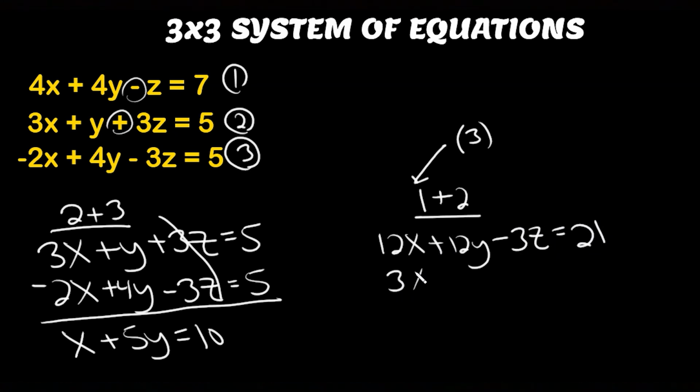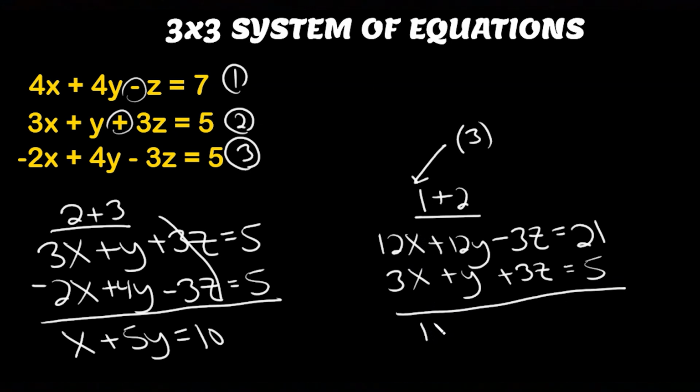So 3x plus y plus 3z equal to 5. Okay? So now we're going to go ahead, do elimination, and we're going to add it up. So 12x plus 3x, I get 15x. 12y plus y, I get 13y. This will cancel. Equal to 21 plus 5, I get 26.